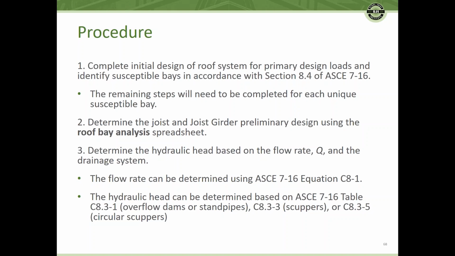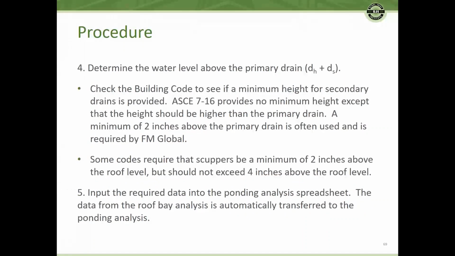To get the water level, we need the hydraulic head, which is based on the flow rate, and all of that is described in the commentary to Chapter 8 of ASCE 7. The water level is determined as the hydraulic head above the secondary drainage system. There are some code requirements for the relative height of the drainage systems, which the roof should conform to as necessary. Next, you need to input all the required data, including your freshly calculated water level, into the ponding analysis spreadsheet.